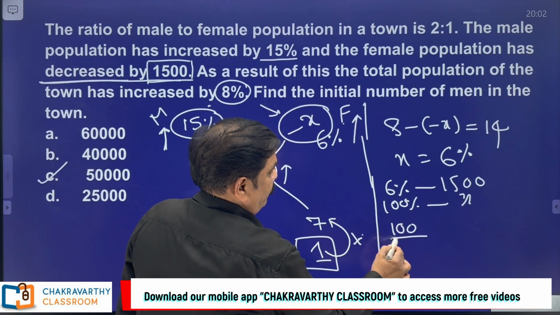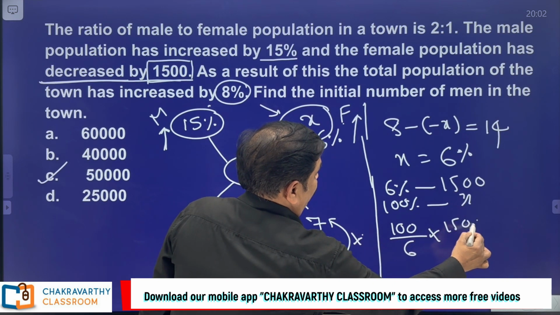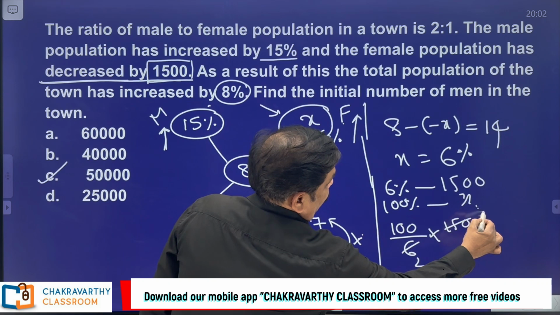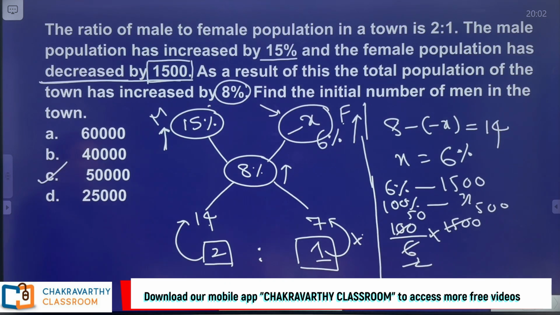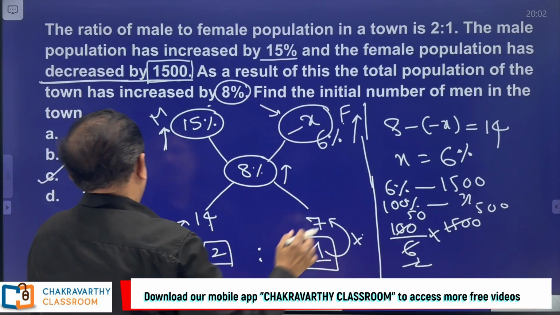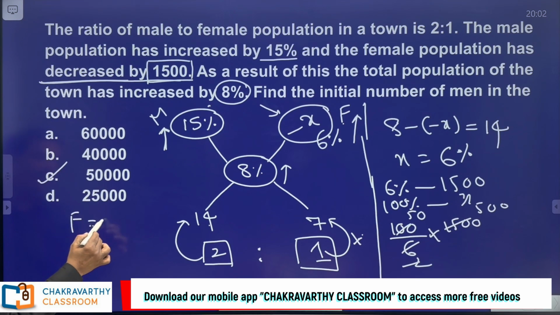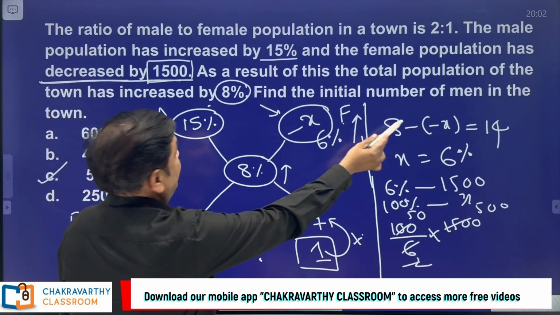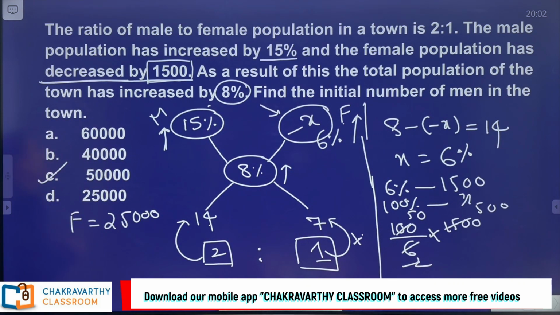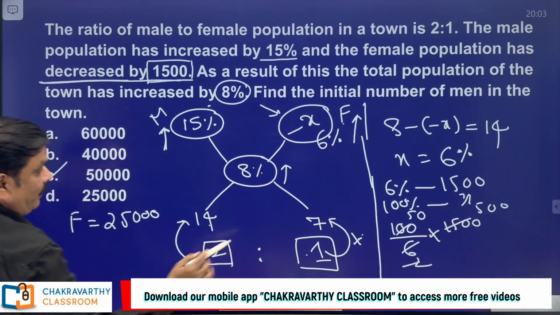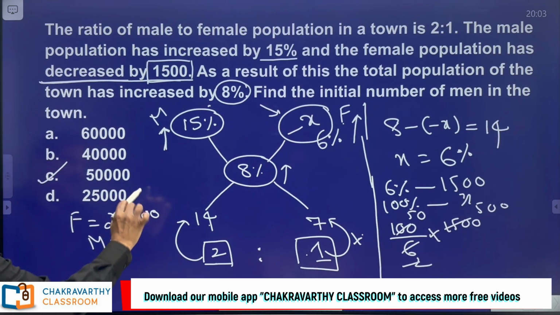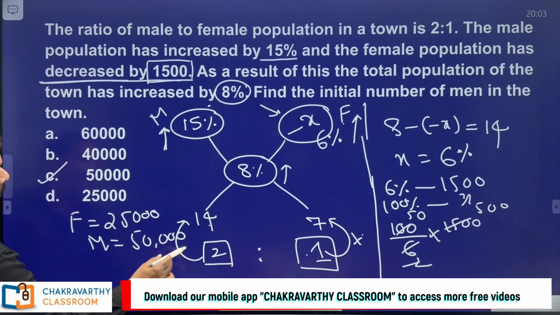In whatever way it is convenient for you, you go like this into 1500. Okay, 3 2 times, 3 5 times, then 2 5 times 50. So that is 25,000. Now here I'll write down, female population is 25,000. Now clearly the question is based on the male population, that how many men are there initially. The male to female ratio is 2:1. Then this one part is equal to 25,000. That means male population, into 2 times, that is 50,000 is my final answer.